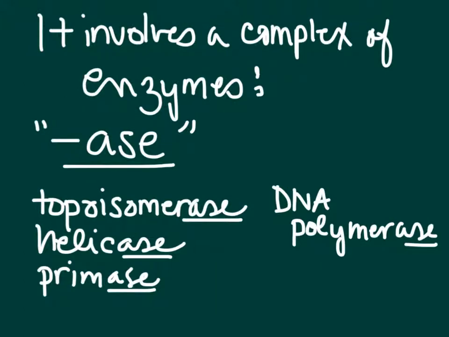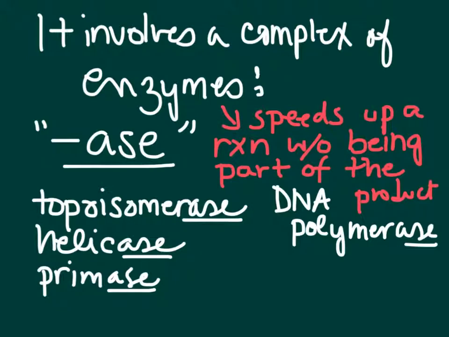Here are all of your major players. I'm going to have you write them down before I tell you what any of them do. It involves a whole bunch of enzymes. Anytime we see the letters ASE on the end of the word, we know it's an enzyme. An enzyme is just a chemical that speeds up a chemical reaction without becoming part of the product. So they aren't used. They make it happen, but they never get used.